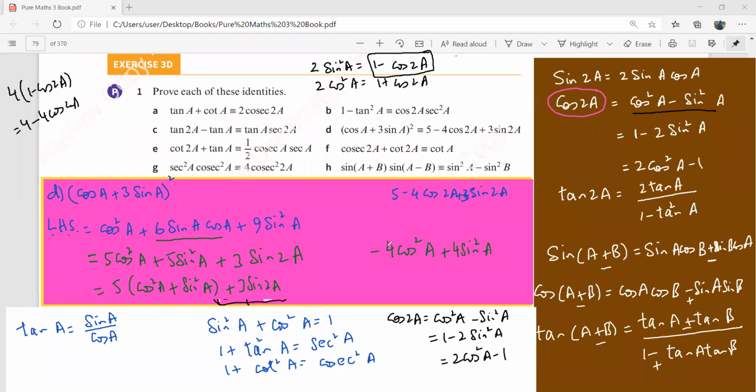If I take minus 4 common from here, this would be minus 4 into cos square A minus sine square A. So this becomes, you see how cool it is, minus 4 cos 2A. So I have done the same thing with an alternative method. You see, there are so many ways to prove the same identity.